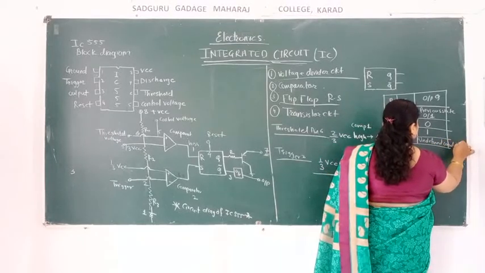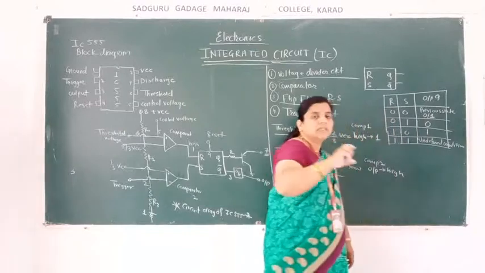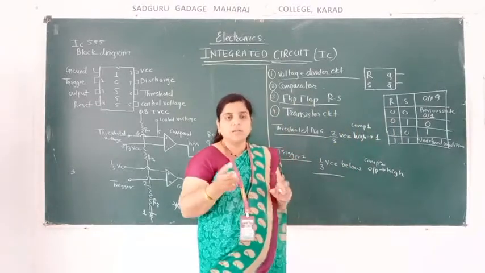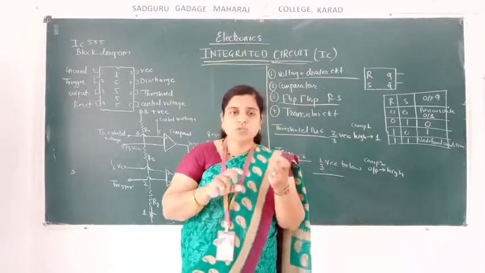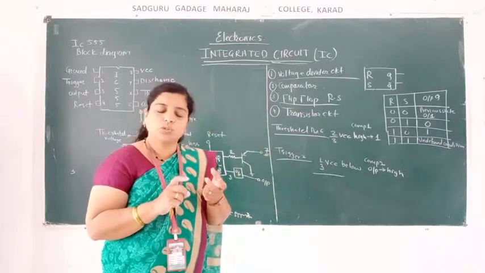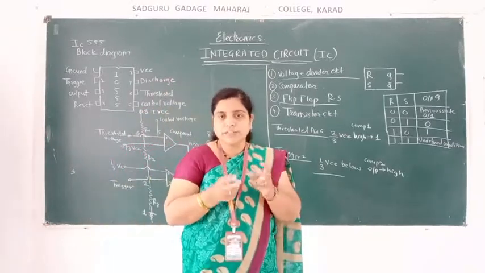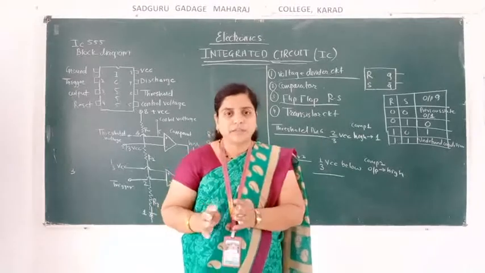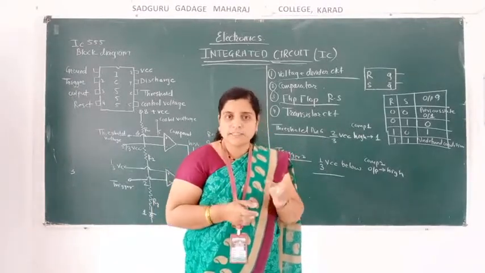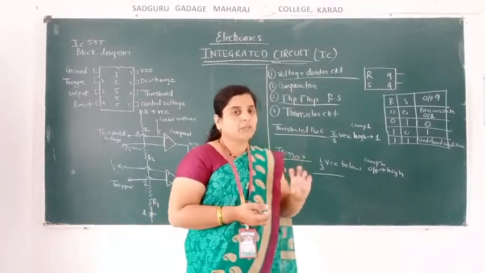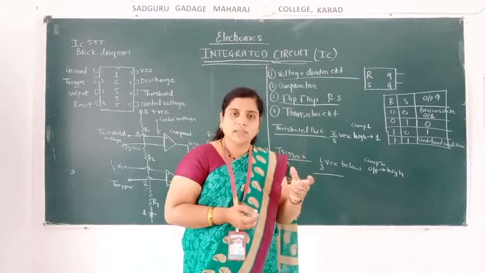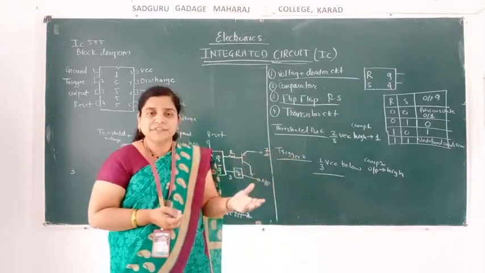Undefined condition means what? It will be in the toggle condition. Toggle means what? Sometimes it shows 0, sometimes it shows 1. 0 1 0 1 0. It is not constant, either 0 or 1. It shows 0 1 0 1, which is the toggle condition. It is called the toggle condition, or it is also called the undefined condition.